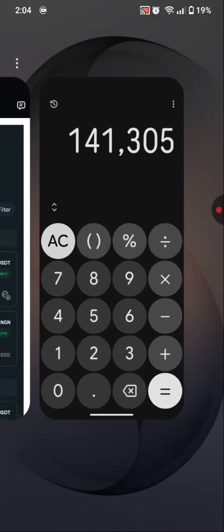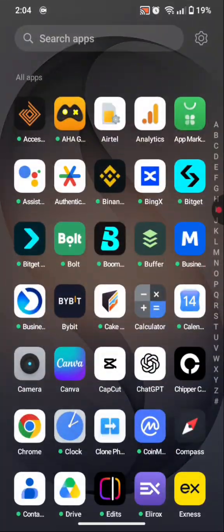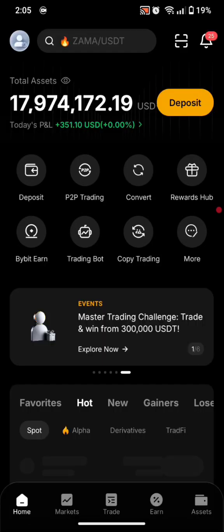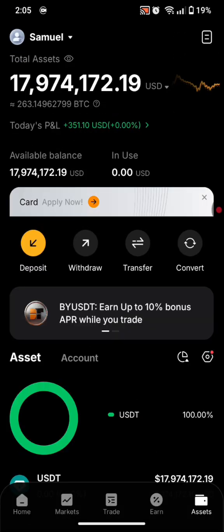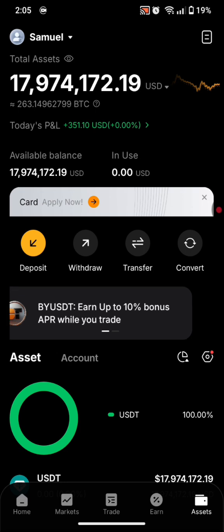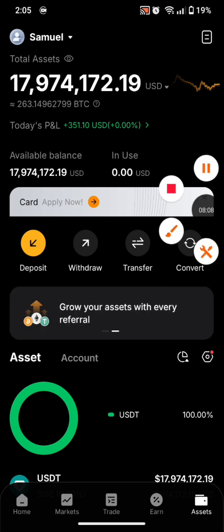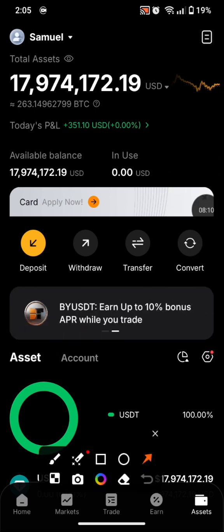So guys, that's exactly how all this works. So let me take you through my Bybit account. Remember, accountability is very, very important. And remember, we're taking this Bybit account to 20 million USDT before the end of 2026, and currently we are on 17,974,172.19 USDT. So that is our current balance, and we're going to 20 million USDT before the end of 2026.